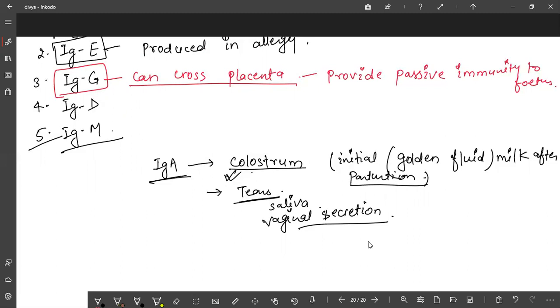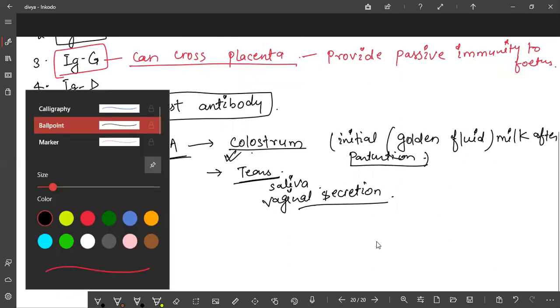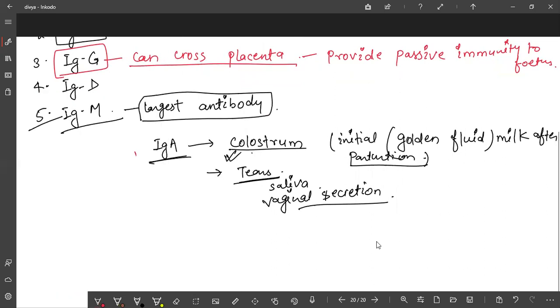IgG. And what is the largest antibody? IgM. Which antibody is the largest antibody? IgM. Is it G or M? M. Okay. If we discuss IgA, IgA is a dimer.